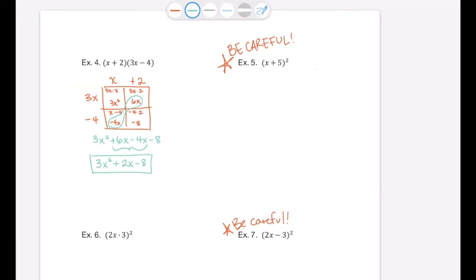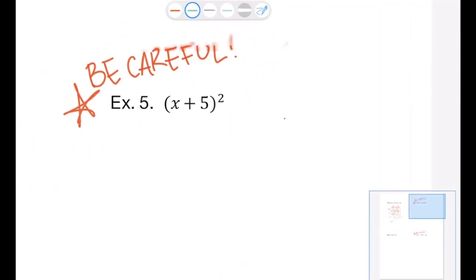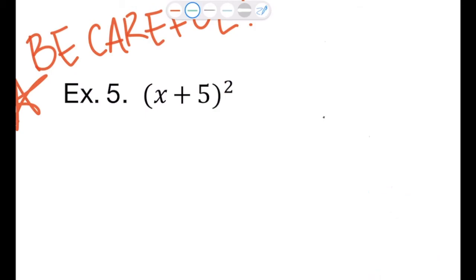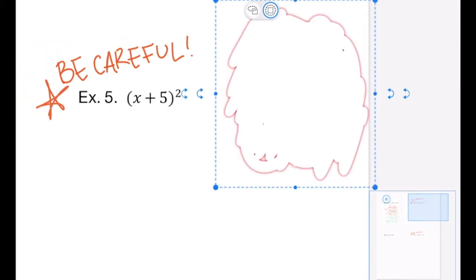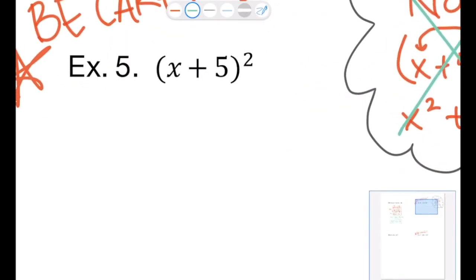All right, so the next couple of examples are places where students make a ton of super common careless errors. Now, you've seen questions that look similar to this, and what you would do is just apply the 2, or you apply the square to the x and apply the square to the 5. You cannot do that unless this is a multiplication. So here, I'm going to give you a little sidebar. You cannot just apply the 2. We have to distribute.